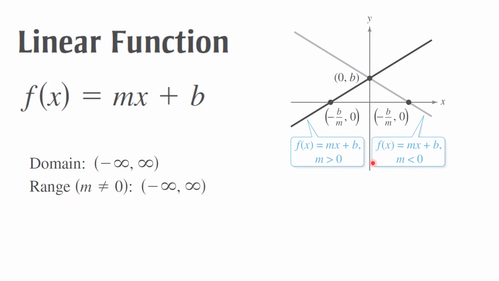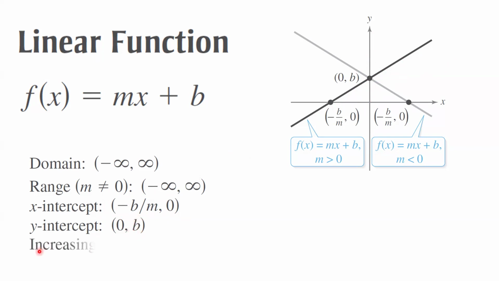The range is located on the y-axis. X-intercepts basically are the values where the graph hits the x-axis. Negative b over m and 0 is the x-intercept, and the y-intercept is the point where the graph hits the y-axis. So you basically set x equal to 0 and the y value is b. This function is increasing when m is positive, and it is decreasing when m is negative. So these are the basic behaviors of a linear function.